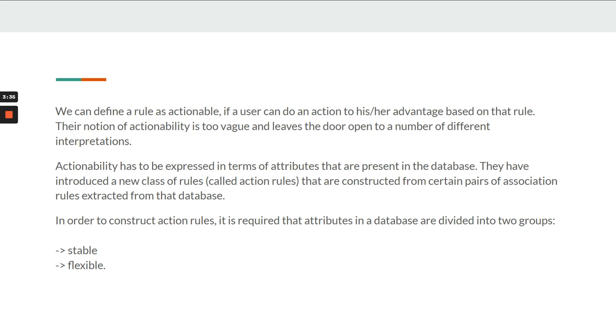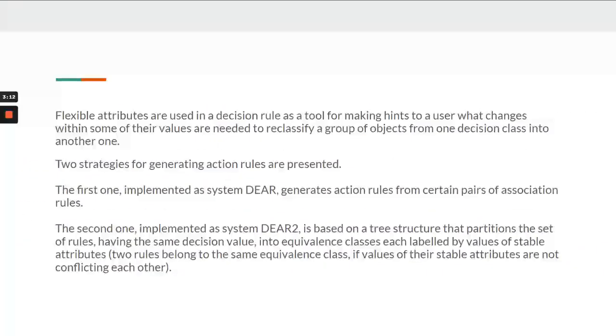They have introduced a new class of rules called action rules that are constructed from certain pairs of association rules extracted from the database. In order to construct action rules, it is required that attributes in a database are divided into two groups. They are stable and flexible. Flexible attributes are used in a decision rule as a tool for making hints to a user about what changes within some of their values are needed to reclassify a group of objects from one decision class to another one.